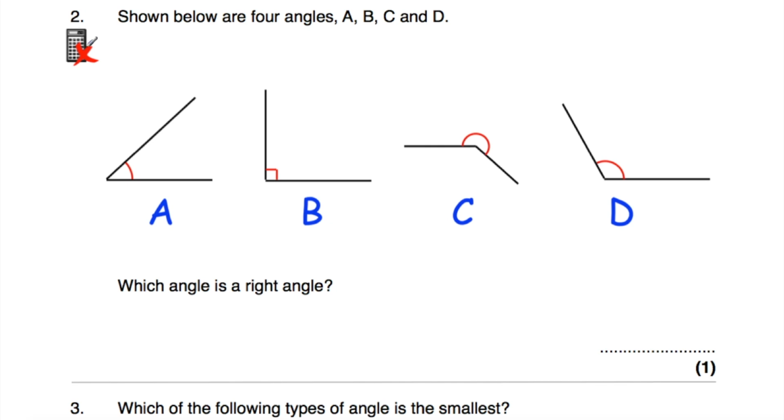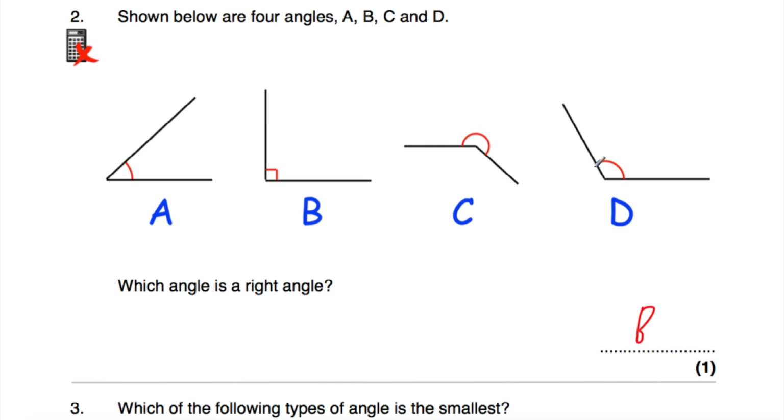Okay, let's have a look at our next question, question number two. It says, shown below are four angles, A, B, C, and D. And the question says, which angle is a right angle? Well, angle A is an acute angle, it's less than 90 degrees. B is a right angle, so that is 90 degrees. C is a reflex angle, it's bigger than a straight line, it's bigger than 180 degrees.